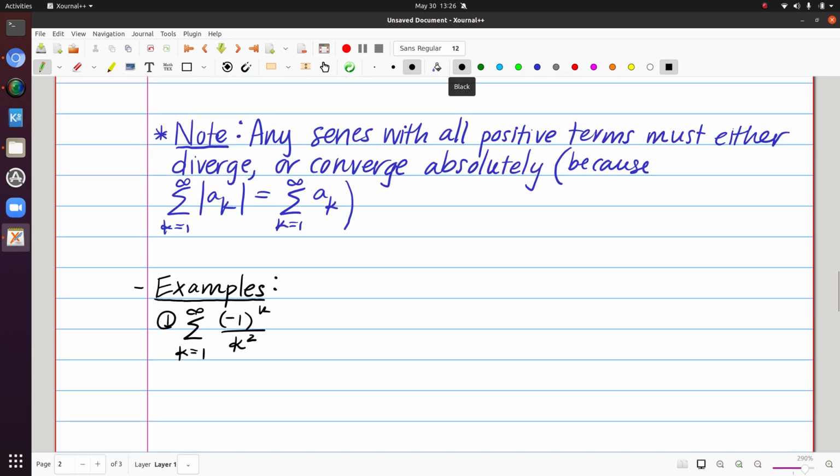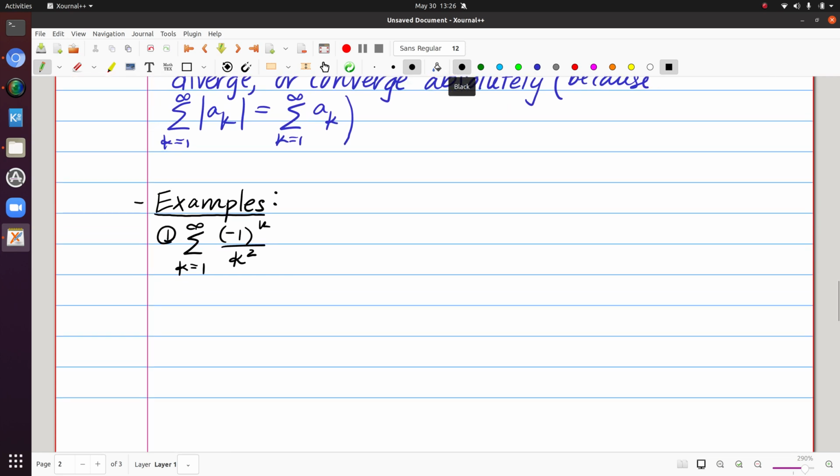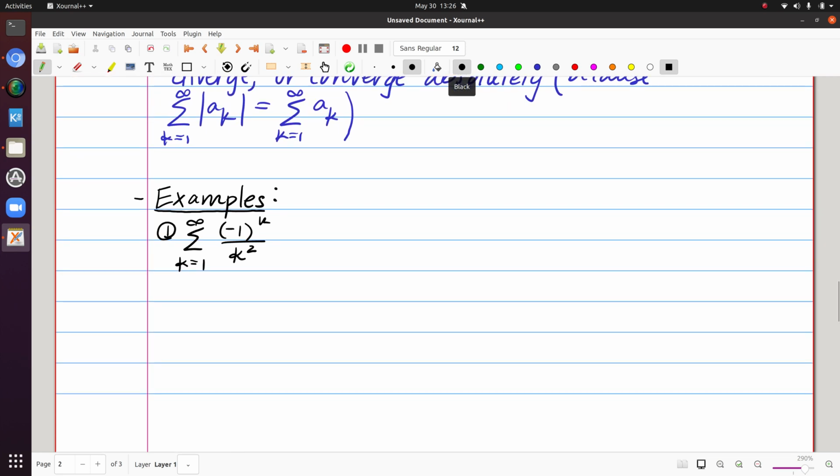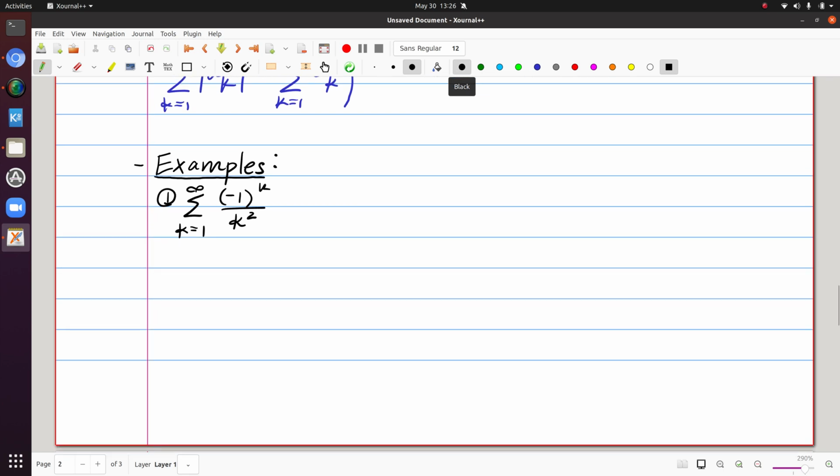So to make this idea hopefully a little bit more concrete, let's look at some examples where we can quickly categorize them. So if I encountered this series here, the sum from 1 to infinity of -1 to the k over k squared, the first thing I could do is check to see if this series converges.